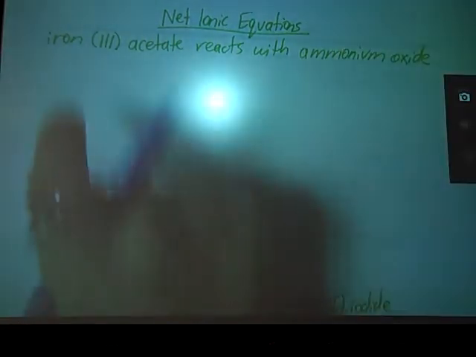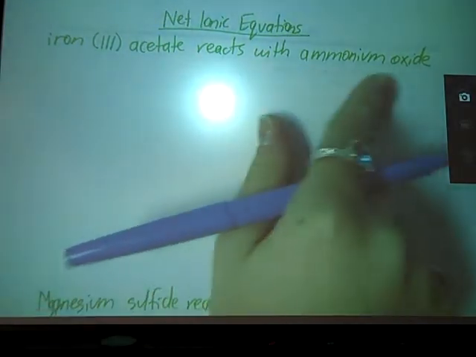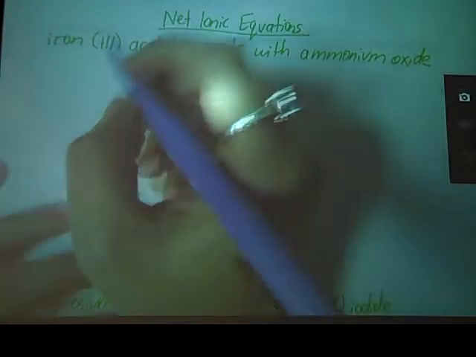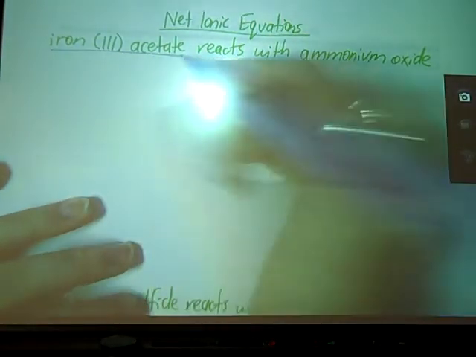And this first one here says that iron 3 acetate reacts with ammonium oxide. I'm going to go ahead and write the full equation and balance it before I move on to the net ionic. So first we have to translate all of our words into symbols.